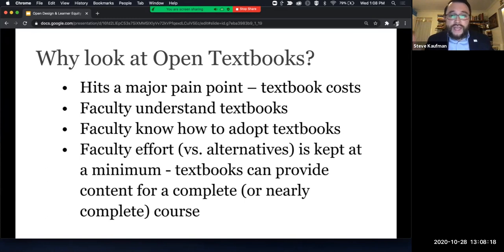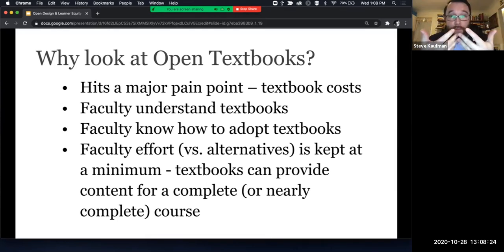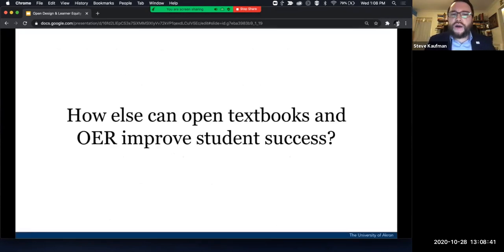And faculty effort, versus the alternatives of having to go and find all these OER pieces, is really at a minimum, whereas a complete body of knowledge within an open textbook, and I'll show you where to find a really great comprehensive repository for textbooks here in a little bit. So absolutely, I think open textbooks can help get the conversation started at your institution when you're thinking about redesigning courses. How else can open textbooks and OER improve student success?